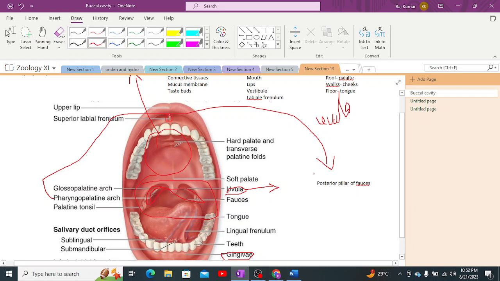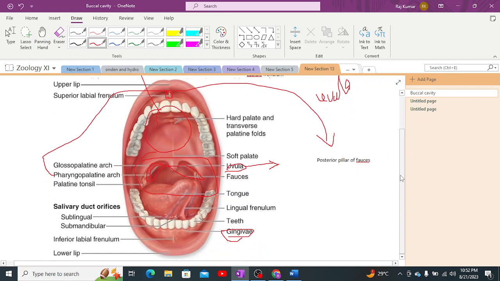These are made up of palatopharyngeus muscles, and the palatoglossal arch is made up of palatoglossus muscles, and that is supporting the posterior pillar of fauces. What are fauces? Fauces is the arched opening. As you can see over here, this is the arched opening present over here.